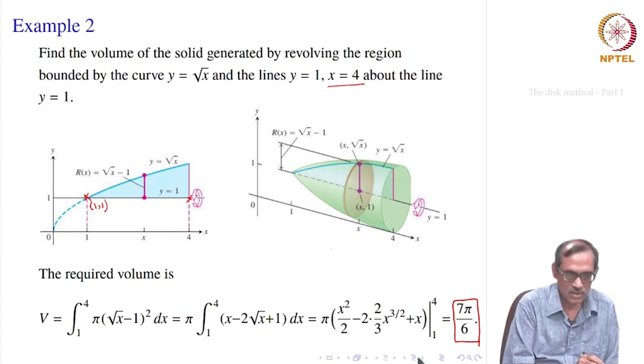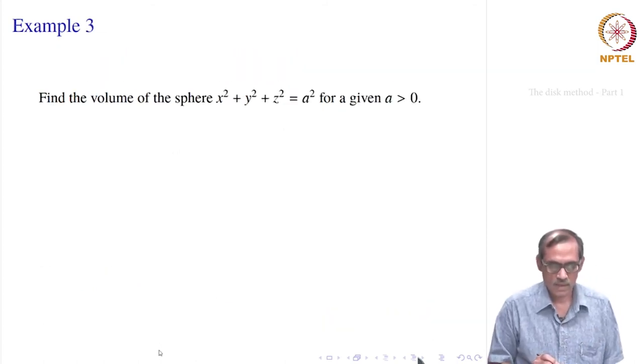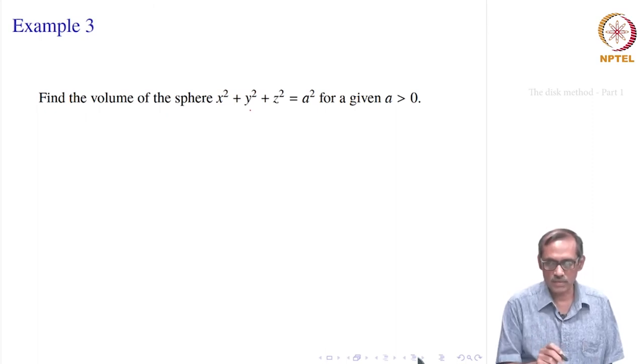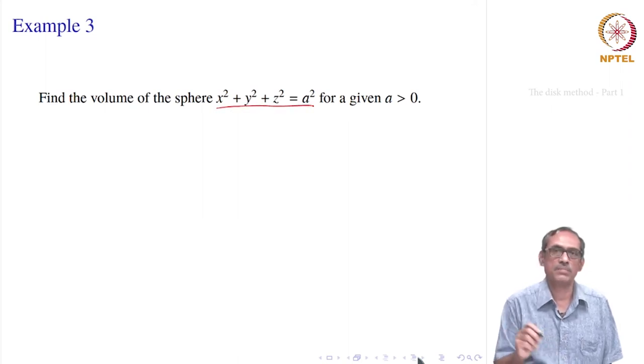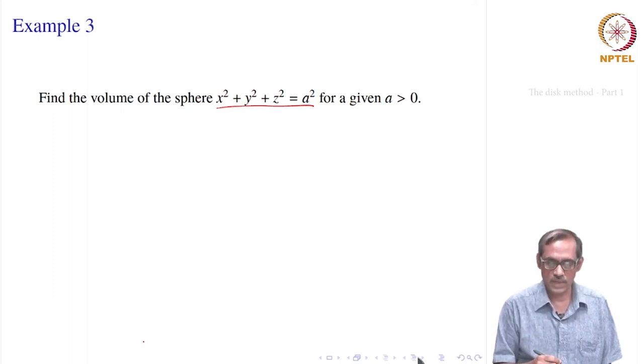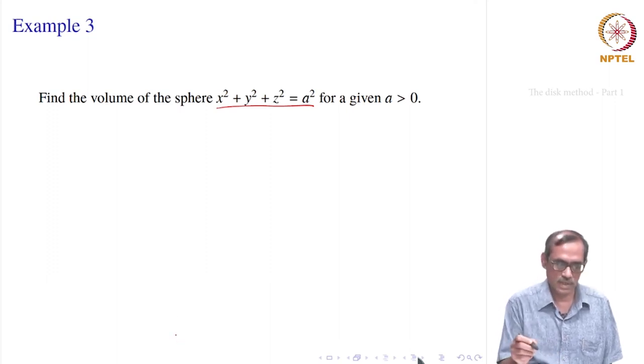Okay. So, let us consider another example. Here we want to find the volume of the sphere, which we know of course from other places, but we want to see how our method is applied to compute the volume of the sphere. The sphere is given as x square plus y square plus z square equal to a square for some positive number a. We want to find the volume of this. That means we have to think of the sphere as a solid of revolution. This sphere has radius a, and how do we take it as a solid of revolution?